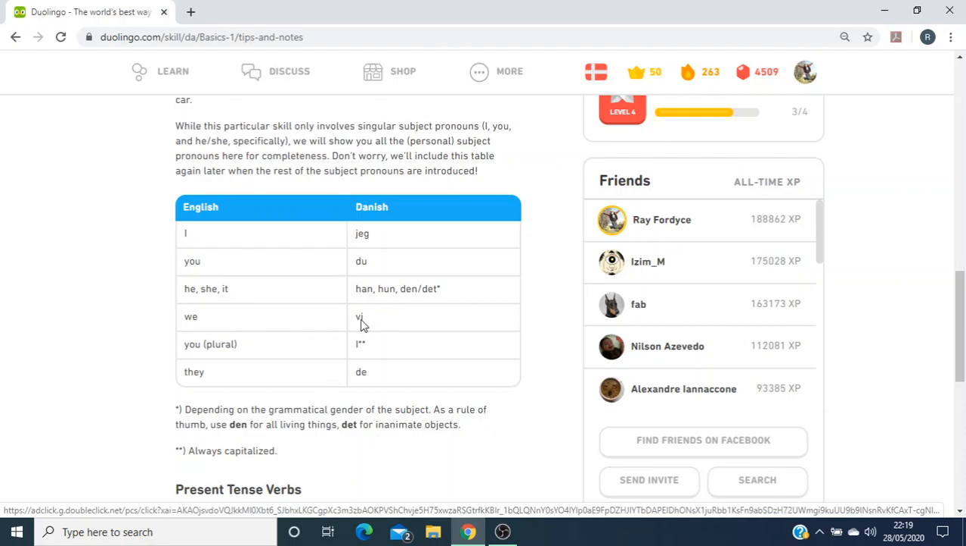We is vi, you plural. Danish has a plural form of you when you're speaking to more than one person. I suppose if you're thinking of really slang English, it's the equivalent of youse, but that's not very good English. And then they is de, and the De for the you plural form is always capitalized.